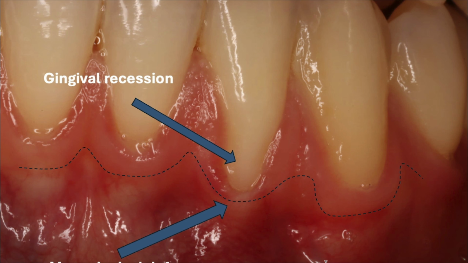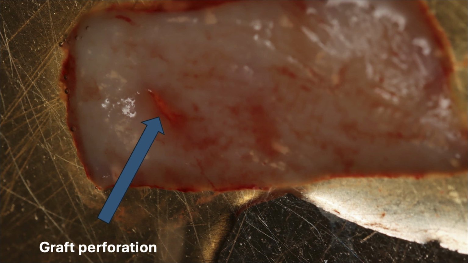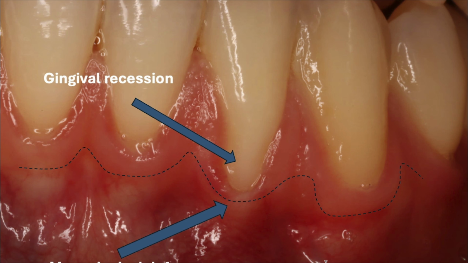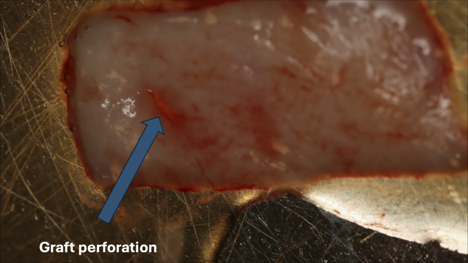So here are my first cases. Gingival recession, and I've been using this for about a year now, close to a year. This patient needed a graft. I harvested the graft. I had a surgical error, and I created a graft perforation, which the periodontists in the room know exactly what it means.